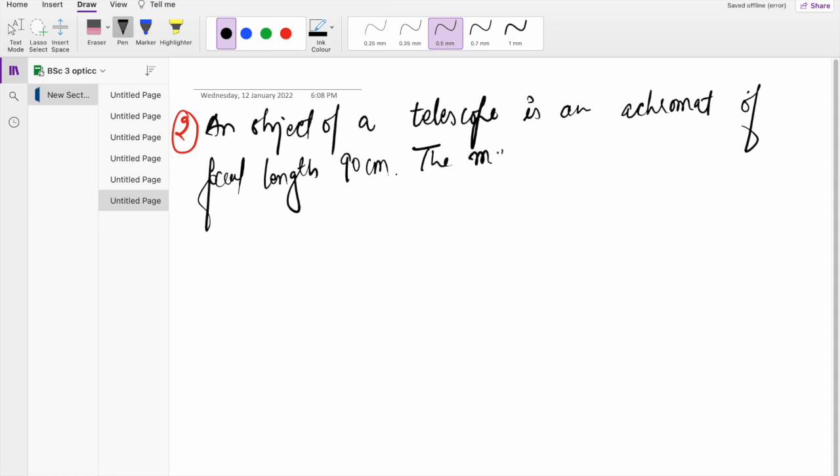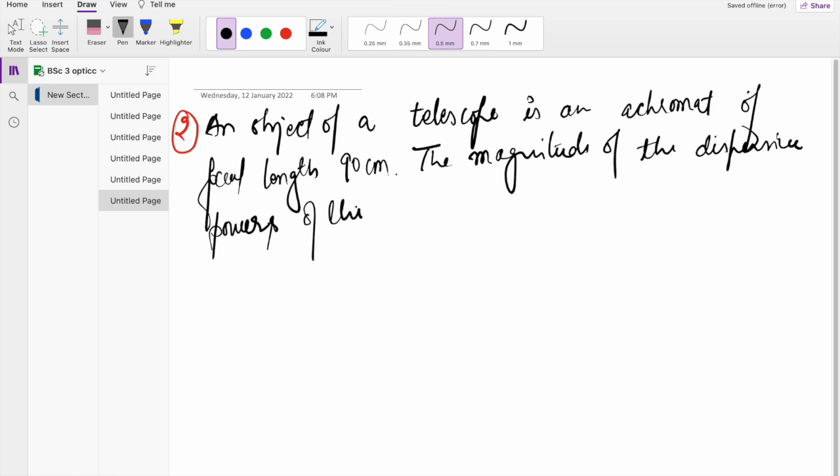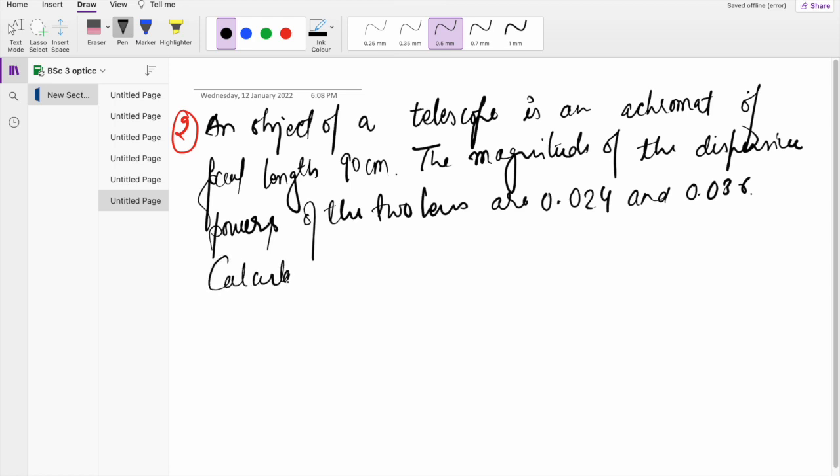The magnitude of the dispersive power of the two lenses are 0.024 and 0.036. Calculate their focal length.